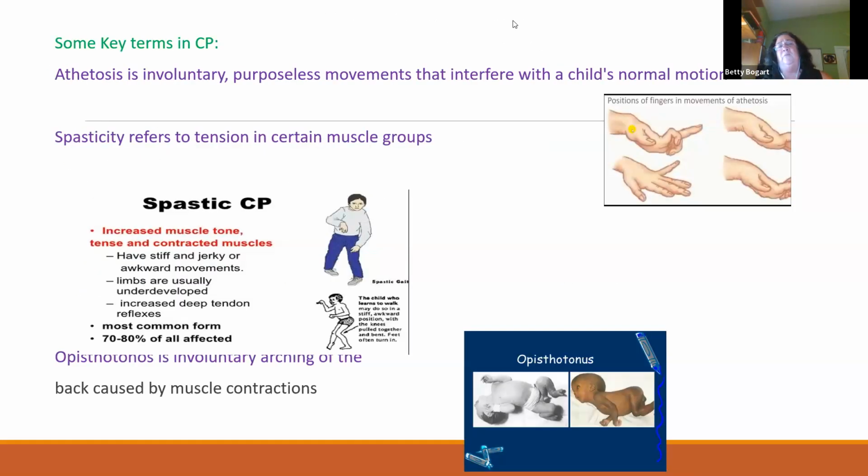Now, what are those movements called? It's called athetosis. That's those involuntary, purposeless movements. They sort of move and they don't know, or their hands twist and you know, they can't use them properly. As I said, spastic CP is when they're really tight. So athetosis is involuntary movements, and spasticity is, where is it? Is it in the arms? Is it in the hands? Where is it? And that's that. Opisthotonos, I can't pronounce that word, is when they arch their back. It's just part of it. And there's a picture of it there to let you know it's muscle contractions. So those three things you need to know about CP.